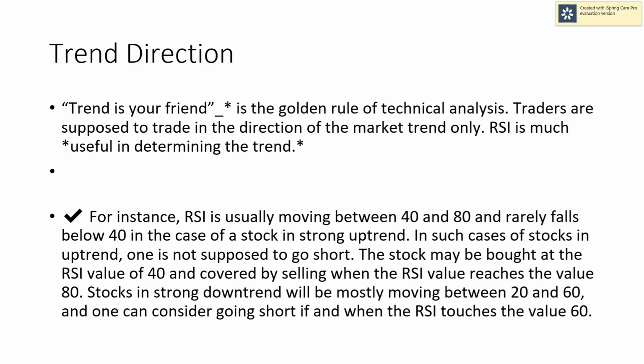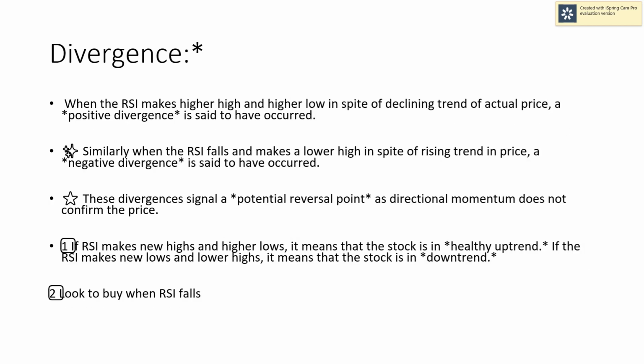The stock may be bought at the RSI value of 40 and covered by selling when the RSI value reaches 80. Stocks in a strong downtrend will mostly be moving between 20 and 60, and one can consider going short if and when the RSI touches the value 60.